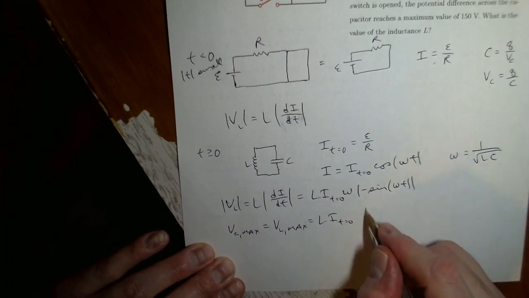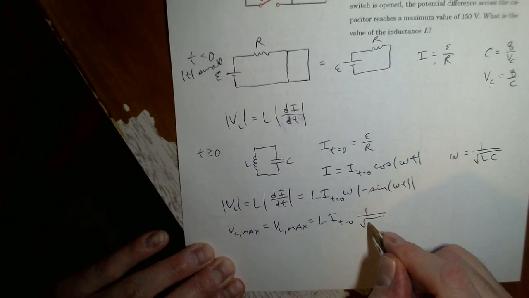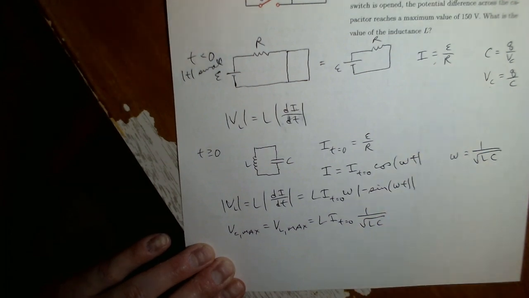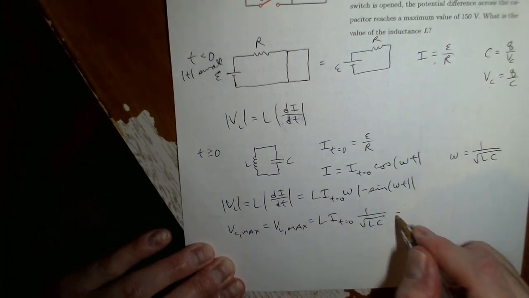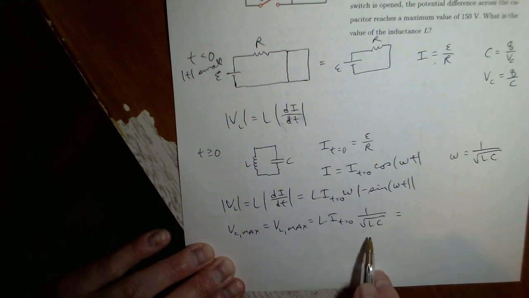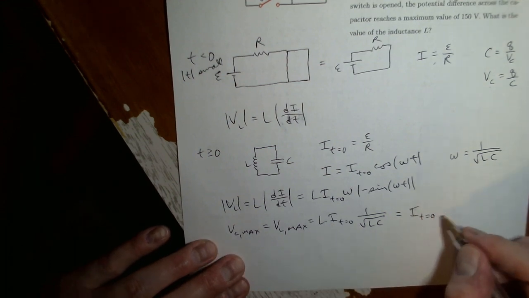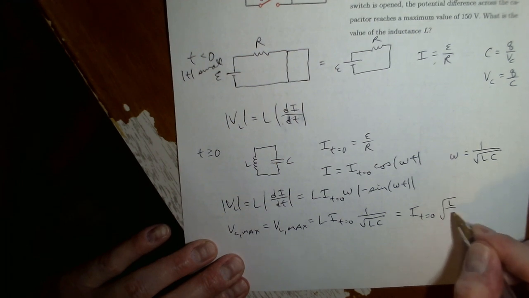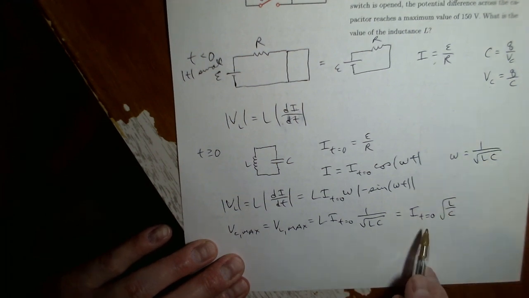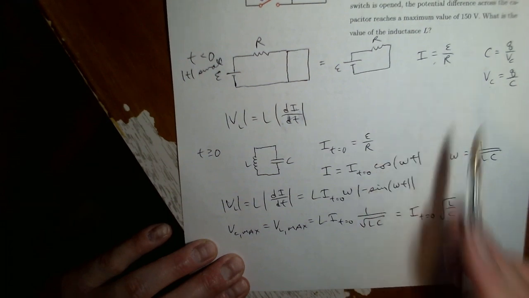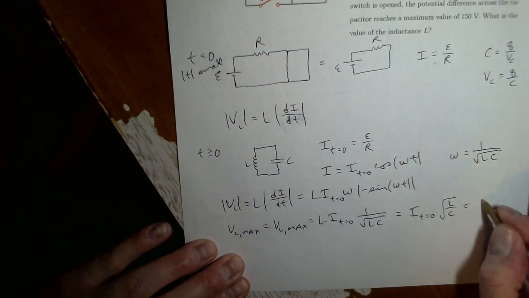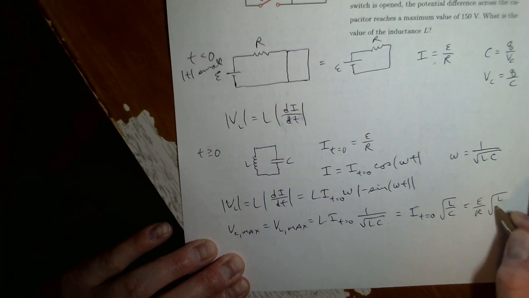is equal to VL max by the loop rule, which is L I at time 0 times omega, which is 1 over root LC. And so I'll simplify a little bit, L over root L, I get I at time 0 times root L over C. And I at time 0, as I talked about before, is just EMF over R. So EMF over R, root L over C.